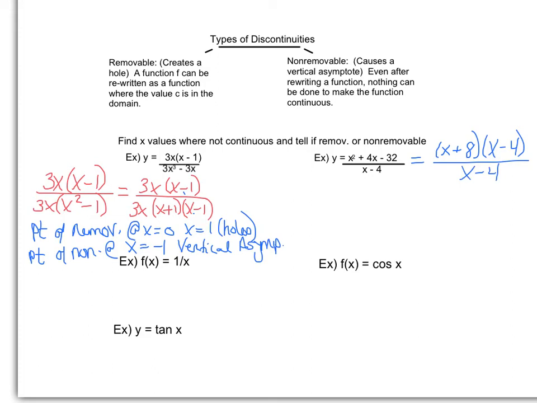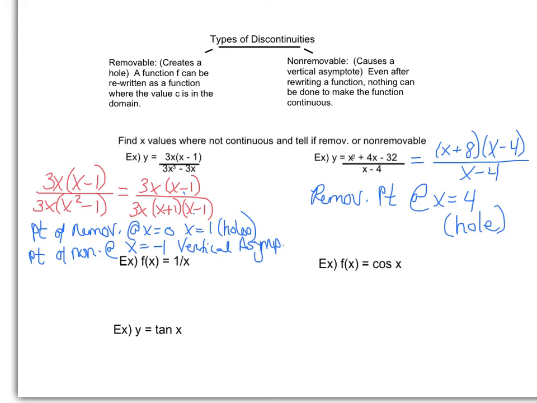So notice my only point of discontinuity, the only thing that makes my denominator 0, is x equals 4. Since that is going to cancel out, I would say a removable point at x equals 4, and so there's a hole there, depending on what the question asks you.